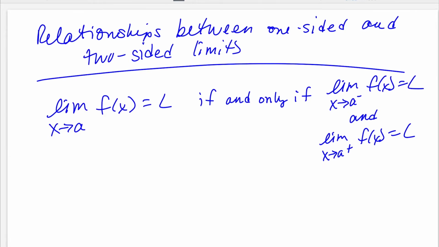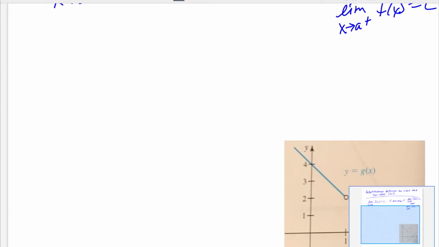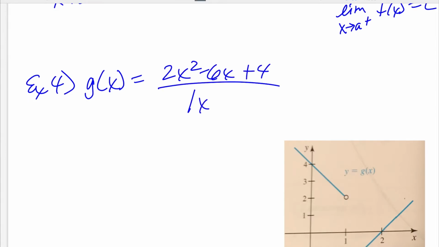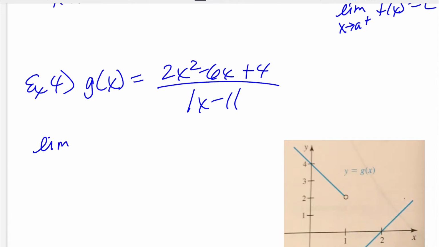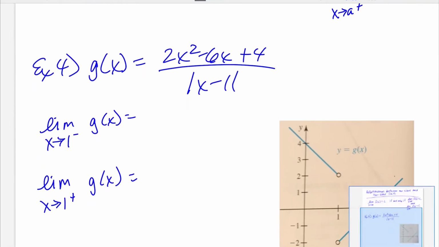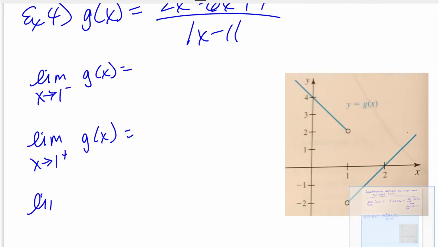Okay, check this out. Example 4. I have g of x here is equal to 2x squared minus 6x plus 4 over the absolute value of x minus 1. All right? And here's what we're finding out. I want to say, what is the limit as x approaches 1 from the left? What is my limit as x approaches 1 from the right? And scoot this up a little bit. What is my actual limit as x approaches 1?